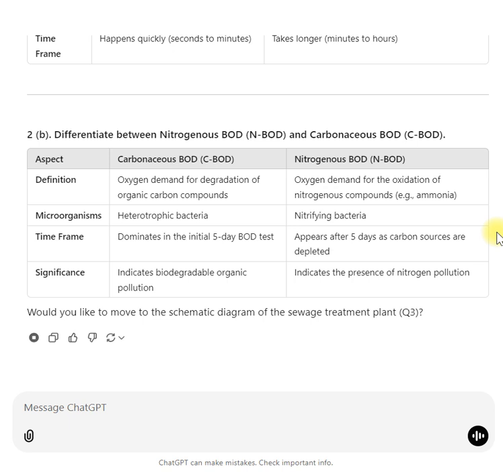ammonia. Microorganisms: heterotrophic bacteria for CBOD, nitrifying bacteria for NBOD. CBOD dominates in the initial 5-day BOD test, while NBOD appears after 5 days as carbon sources are depleted. Significance: CBOD indicates biodegradable organic pollution, and NBOD indicates the presence of nitrogen pollution.